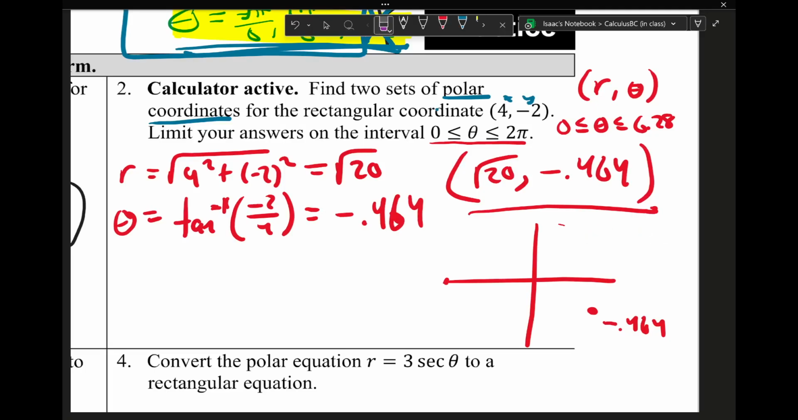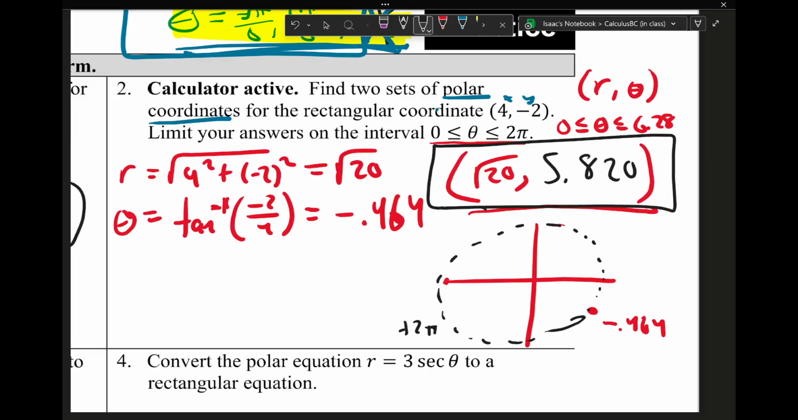Sorry, add 2 pi? So if I add 2 pi, now I'm going to land in the same spot. So in my calculator, plus 2 pi. Now I'm getting 5.820. That's certainly between 0 and 2 pi, so there's one of your answers. That's the one I thought you might be able to figure out.